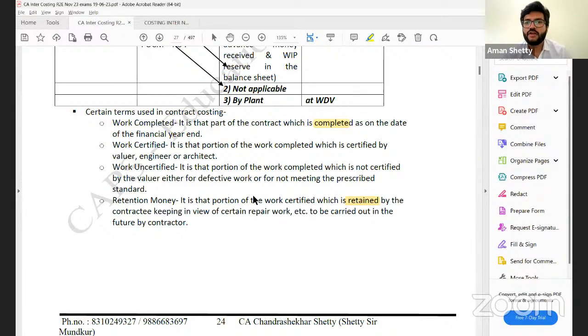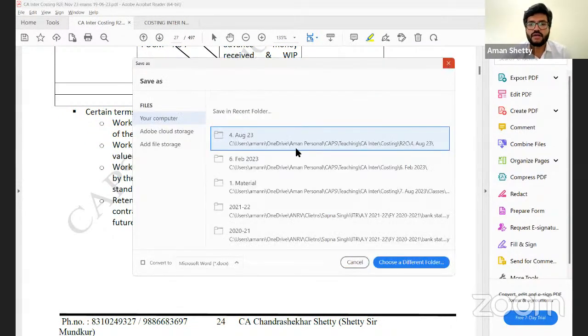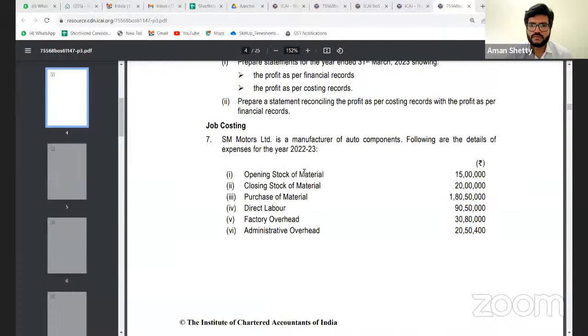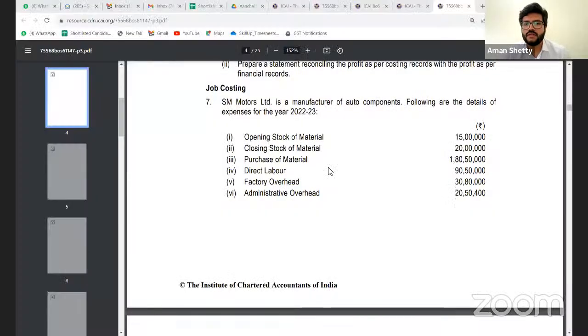Okay. All right. Now open your revision test paper, RTP. So here, question 7, job costing. One of you read this.